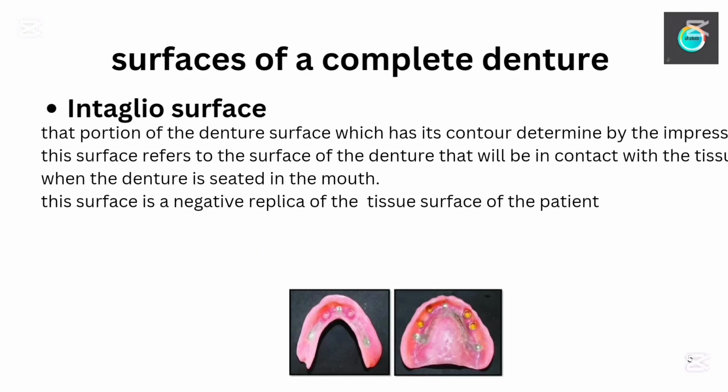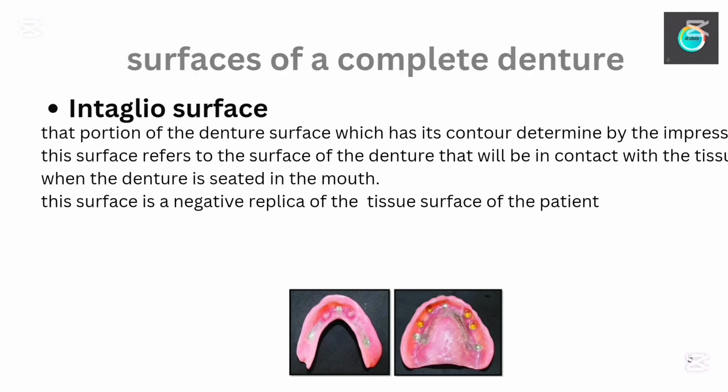Surfaces of a complete denture. Intaglio surface: that portion of the denture surface which has its contour determined by the impression. The intaglio surface refers to the surface of the denture that will be in contact with the tissue when the denture is seated in the mouth. This surface is a negative replica of the tissue surface of the patient.